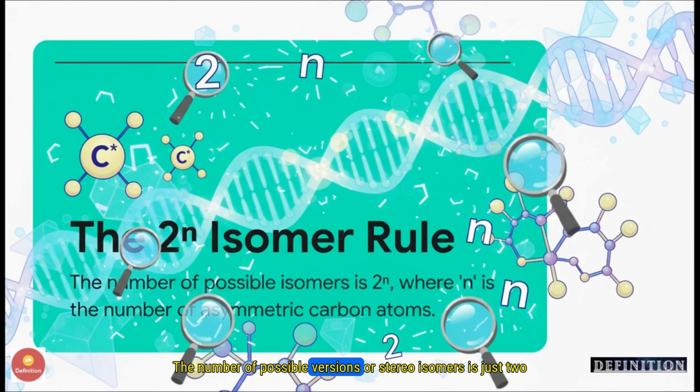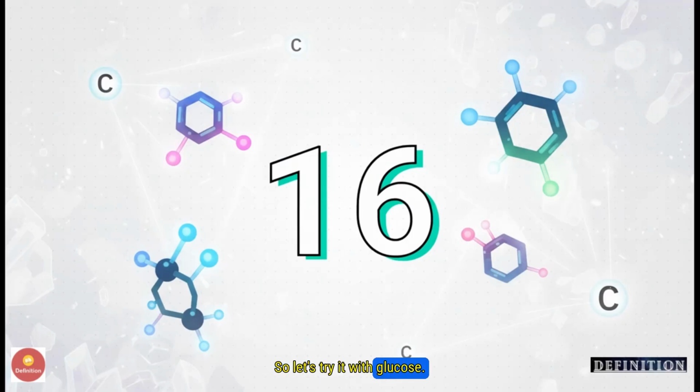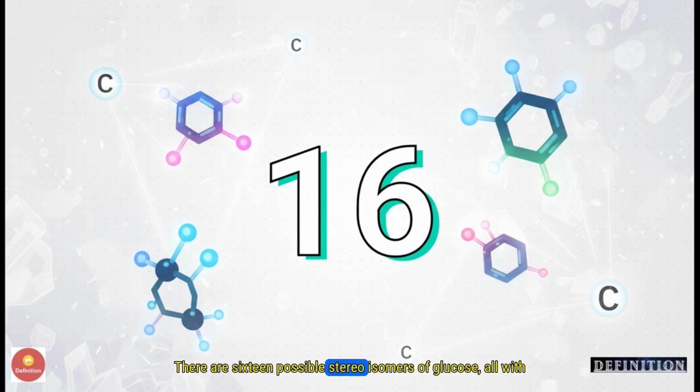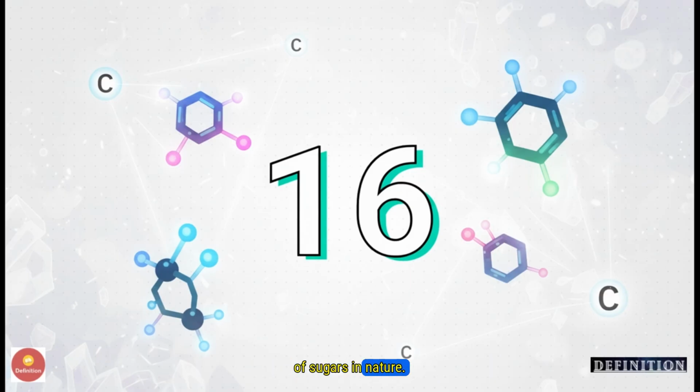The number of possible versions, or stereoisomers, is just 2 to the power of n, where n is simply the number of chiral carbons you have. That's because every time you add another chiral carbon, you basically double the number of possibilities. So, let's try it with glucose. Glucose has 4 of these chiral carbons. So, 2 to the power of 4, that's 16. Yep, 16. There are 16 possible stereoisomers of glucose, all with the same formula, but each with its own unique three-dimensional shape. And this right here is why we have such a mind-boggling variety of sugars in nature.